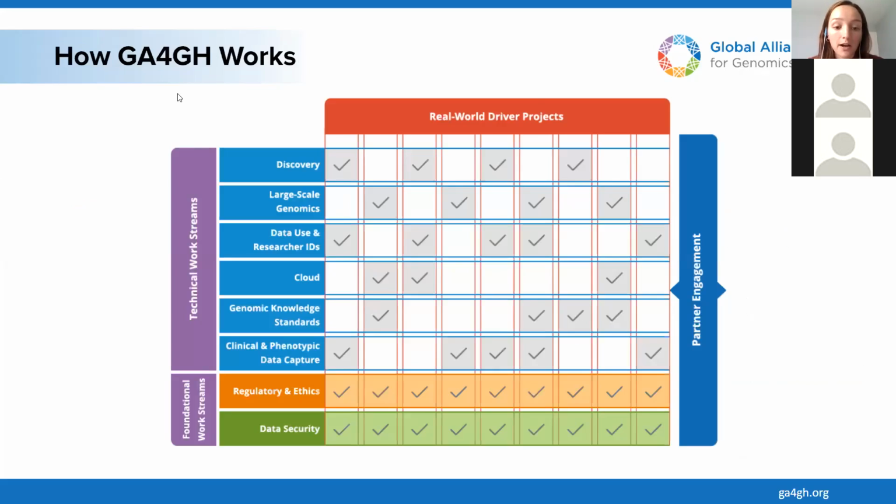So how do we work? We're set up kind of like a matrix. So starting on the left-hand side, we have 6 technical work streams and 2 foundational work streams. So these technical work streams are focused in the areas of data discovery, large-scale genomics, so that would be things like genomics file formats, data use, cloud, genomic knowledge, which is basically variant representation and annotation, and clinical and phenotypic data capture. So those are all 6 of them, and all of these streams are the key production teams that build our standards. And then the foundational work streams will provide guidance to these technical work streams.